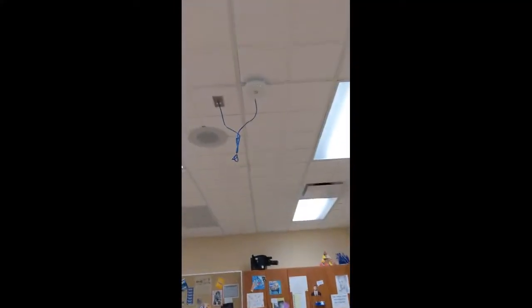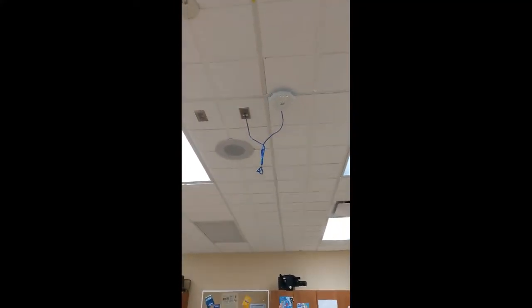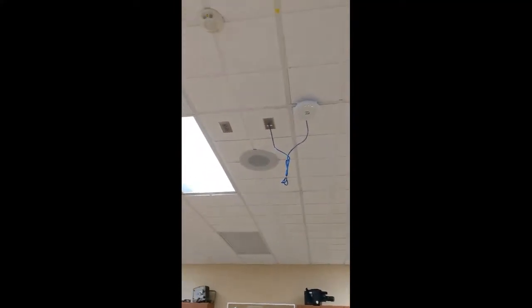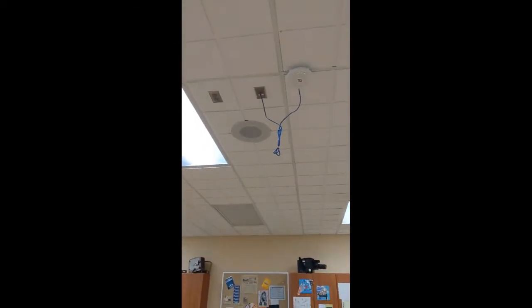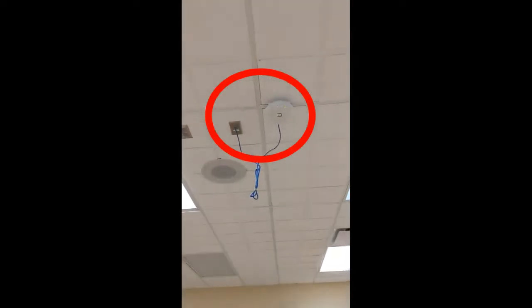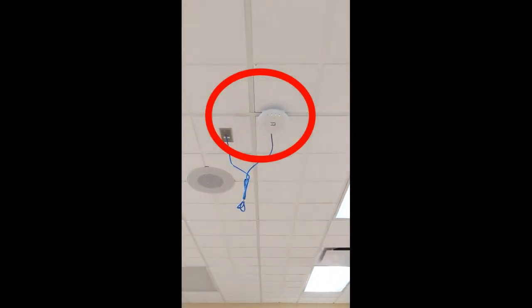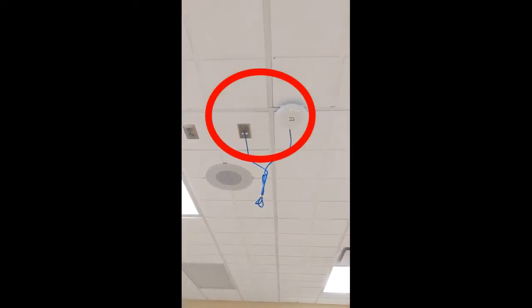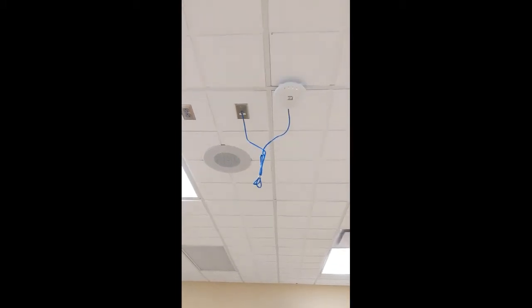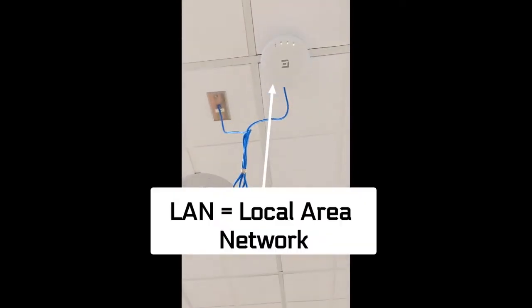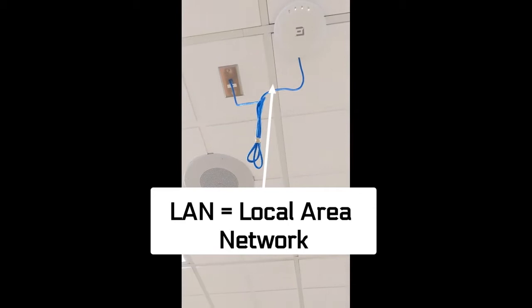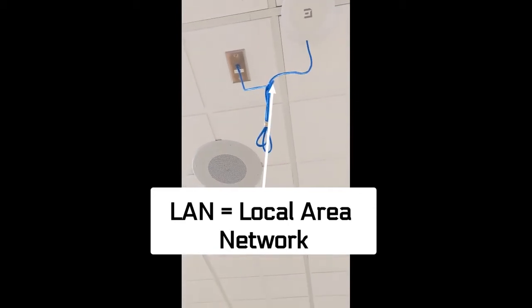hub. In my classroom, the nearest Wi-Fi router is in my ceiling above the middle seat in the room, and the white item on the ceiling is the actual Wi-Fi router. That's what connects to your computer wirelessly. Then those packets will go on that blue cord into the cords under the ceiling, which connects it to our local LAN, our local area network.